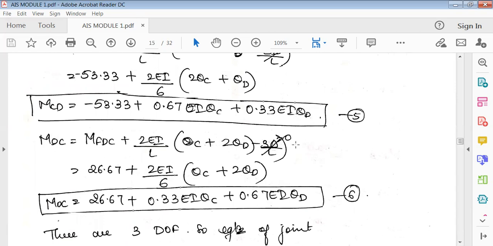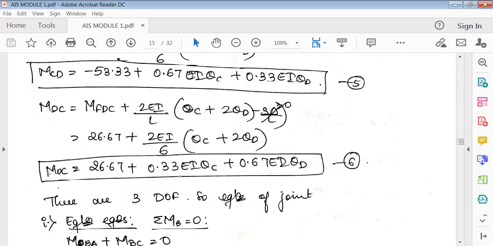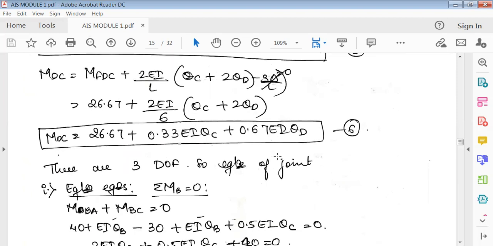So minus 3 delta by L. Again, 3 delta by L is 0. Theta C and theta D will exist because there exists a roller support. So again, substitute these values here and then you will get MDC. So MDC is now equal to 26.67 plus 0.33 theta C, 0.67 theta D. So this is the sixth equation. Okay, so we have got 6 equations here.